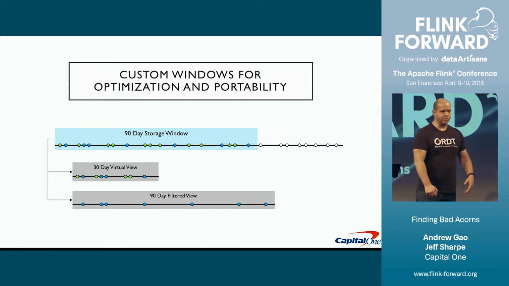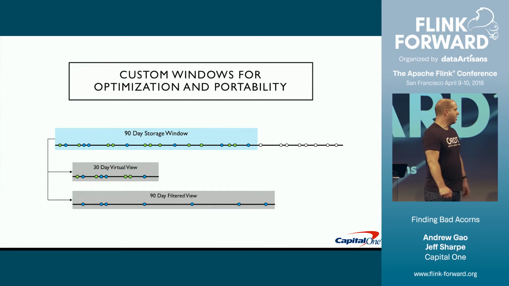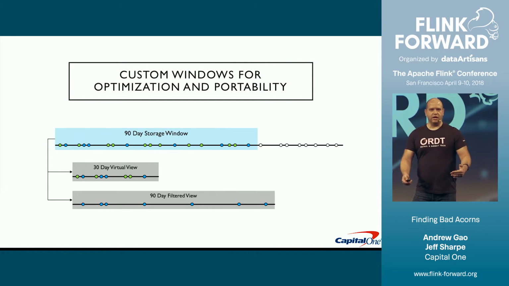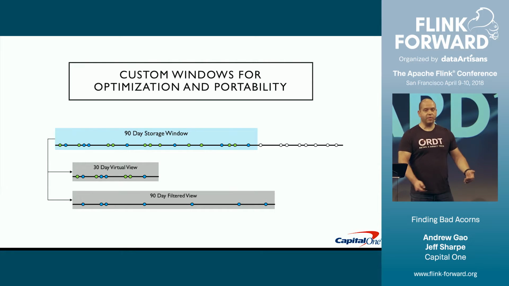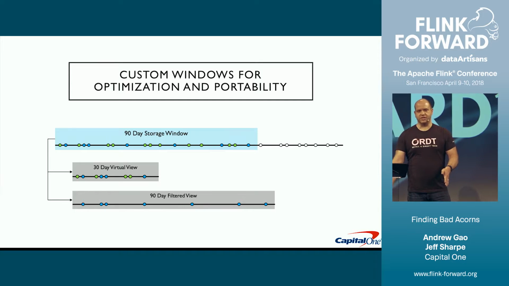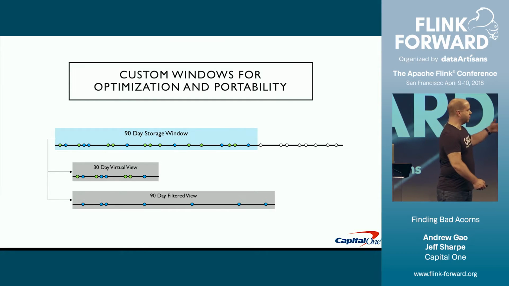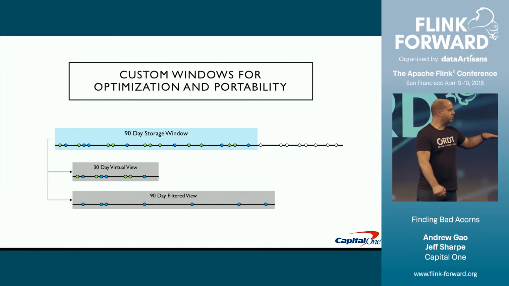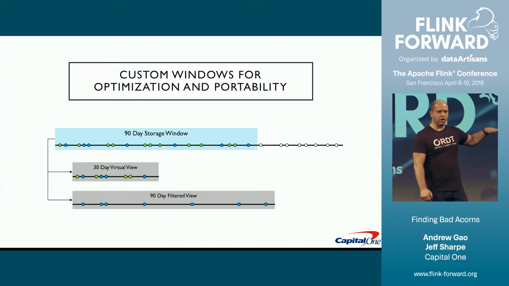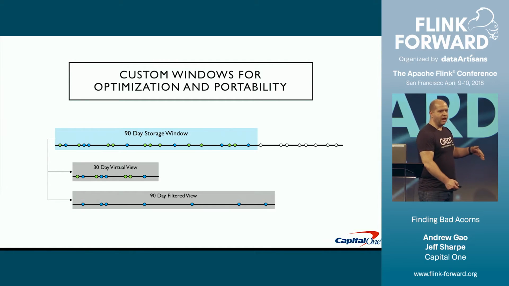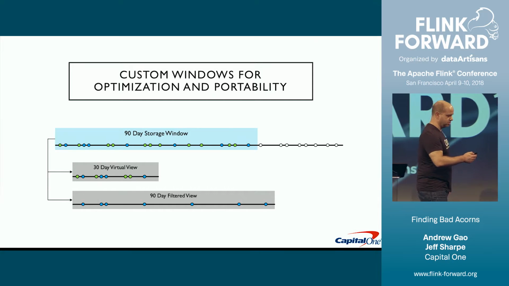We populate these as part of the DAG that was up here earlier. In this case, we show one of the ways we're optimizing. We have a 90-day window stored as value state. We also have a desire for a 30-day window and things like 90-day windows that only store some transactions. So we're storing just that one 90-day window, and then we provide a virtual view of the 30-day window and another virtual view of a filtered window. We can create these virtual views dynamically as we are calculating features.